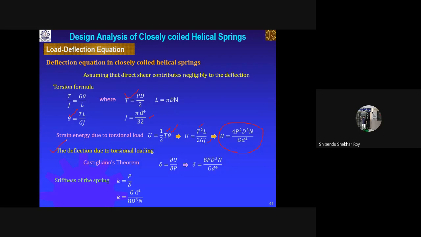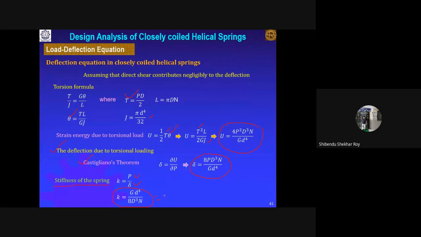Now the deflection due to the torsional loading can be calculated by Castigliano's theorem, which says that the deflection along the direction of the force P equals del U by del P. Now differentiate the strain energy partially with respect to P, and you can easily get it; it becomes twice P, that means 8 P D cube n by G d to the power 4. So this is your deflection equation. The stiffness, as you know, is P divided by the deflection delta, equal to P divided by 8 P D cube n by G d to the power 4. Ultimately you will get K equals G d to the power 4 by 8 D cube n.